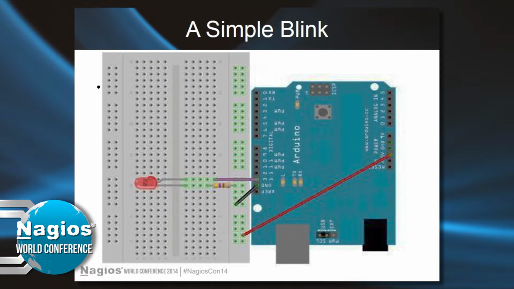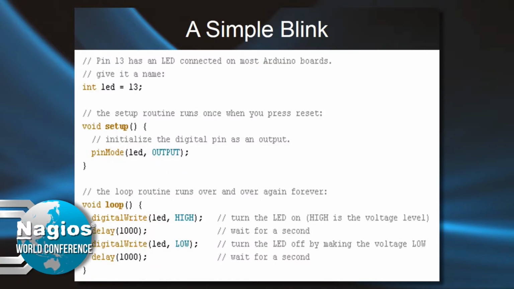All the pins are labeled 0 to 13. There's a couple analog pins, which I won't really talk about too much in this talk. But the digital pins are the ones we care about. They're 0 or 1. So essentially, the code for this is very, very simple. Up at the top, you define an integer called LED. You really call it whatever you want. I just call it LED to keep it short, and we give it the value of 13.